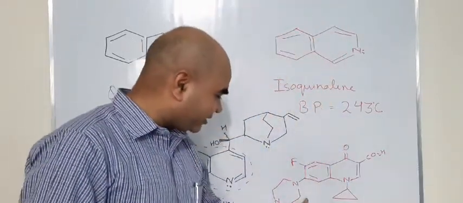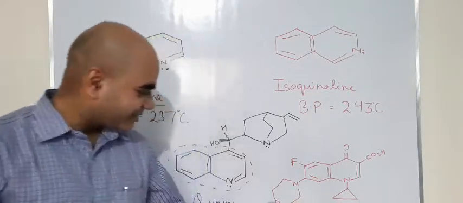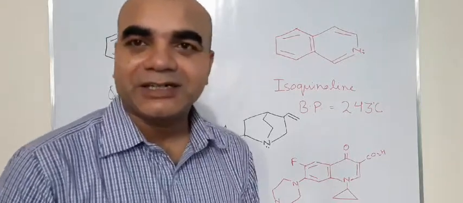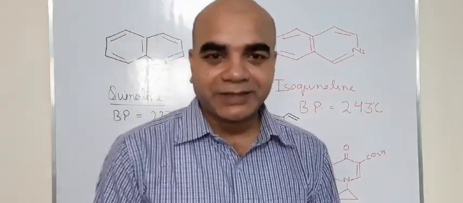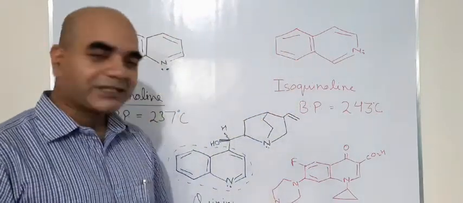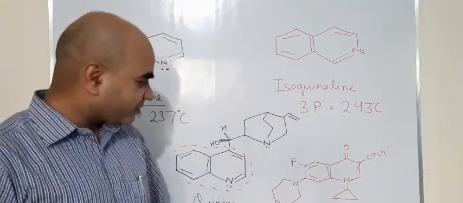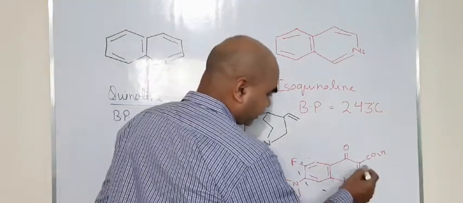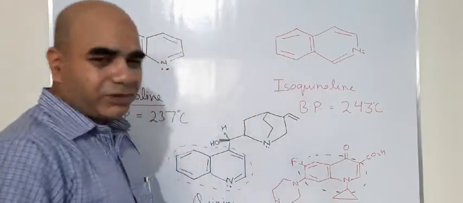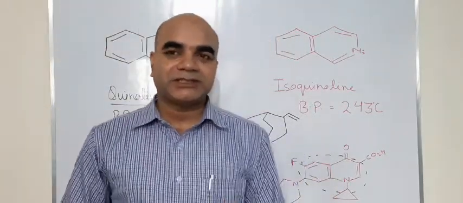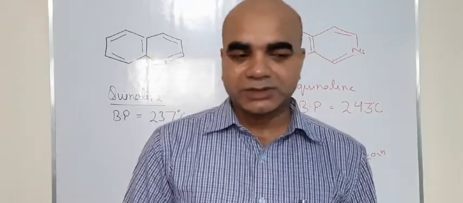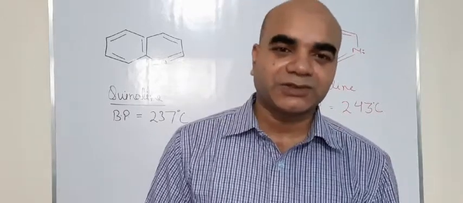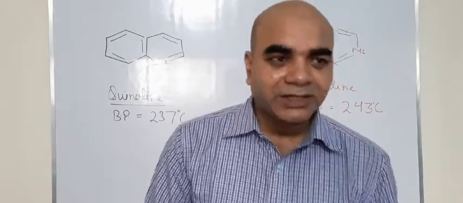This is also a very well known example, ciprofloxacin. Ciprofloxacin is a broad-spectrum antibiotic that comes under the class of fluoroquinolones. This moiety also contains this heterocyclic nucleus. Many more drugs, medicines, dyes and compounds important from the application point of view contain the quinoline and isoquinoline nucleus, so they are important.